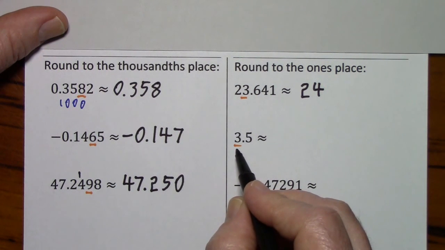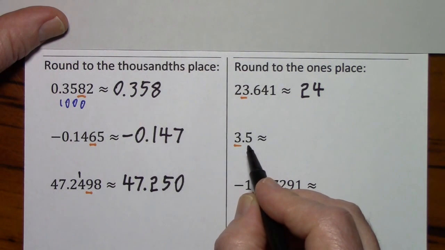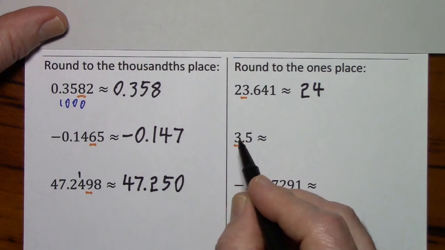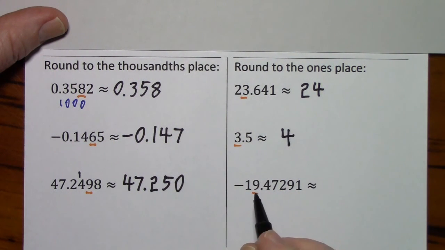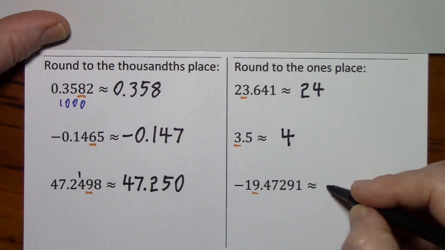I stand at the ones place. I look at the next digit. It's 5 or greater, so I round up. I stand at the ones place, look at the next digit. It's 4 or less, so I round down. And this negative has no effect on how you round.